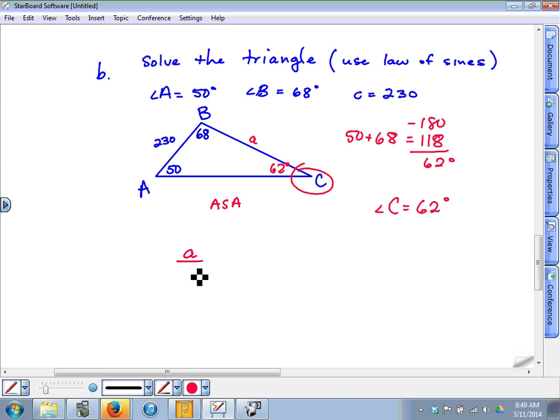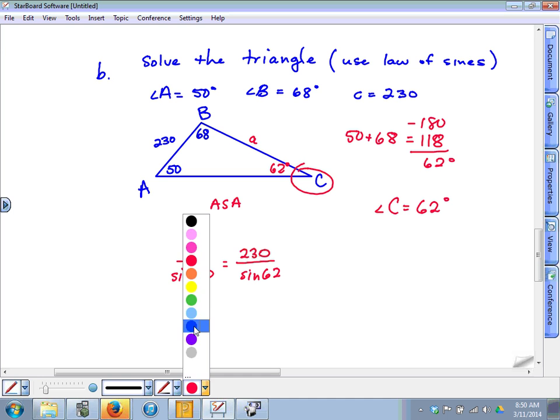So we're going to do little a over sine of capital A, which is 50 degrees. Now we got to choose the other side of the equation. And this one, we only have one choice. What does the other side have to be? It has to be little c. If we do little b, we don't know little b, so this would give us one equation with two unknowns. But we know little c. That's 230 over the sine of angle C, which we now know is 62 degrees.